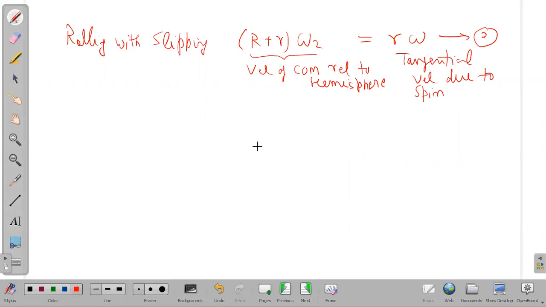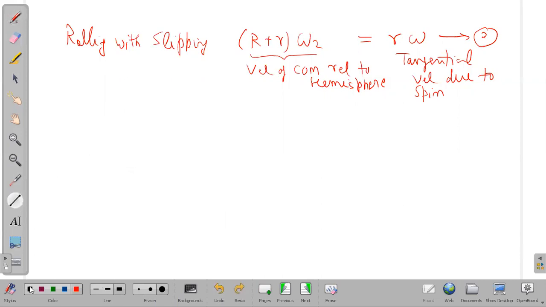Third equation. Here I want to mention one thing: whenever an object rolls on some moving surface, the velocity of the center of mass relative to the surface on which it is rolling has to be equal to the tangential velocity due to the spin of the sphere. And to understand this concept, follow this.